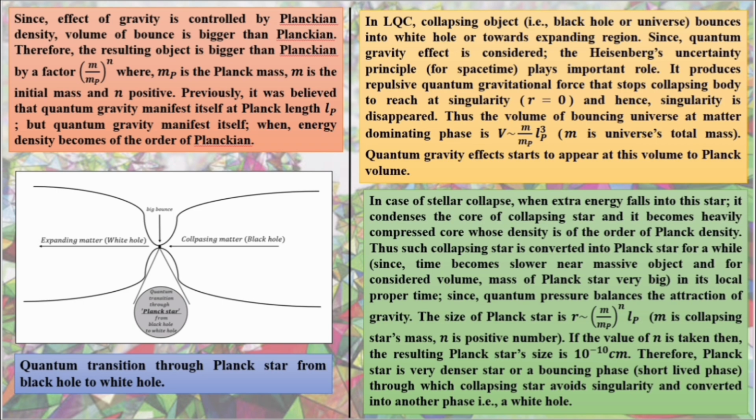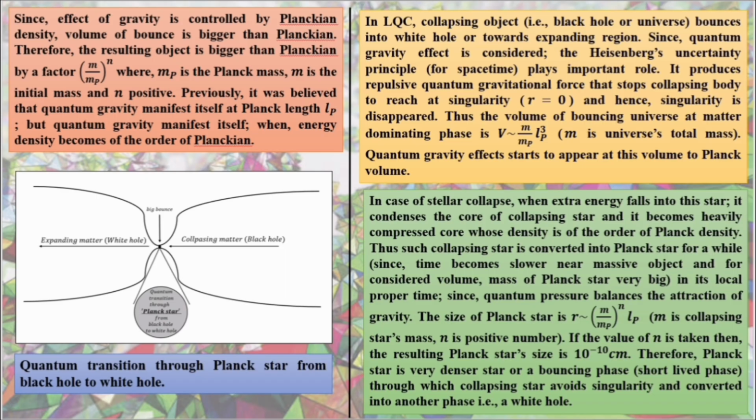The size of the Planck star is R approximately equal to (m over mp) raised to n times Lp. Here m is the collapsing star's mass and n is a positive number. If the value of n is taken here, then the resulting Planck star's size is 10 raised to minus 10 centimeter, which is quite small compared to an actual star. Therefore, a Planck star is a very dense star, or a bouncing phase through which a collapsing star avoids singularity and is converted into another phase, that is, a white hole.